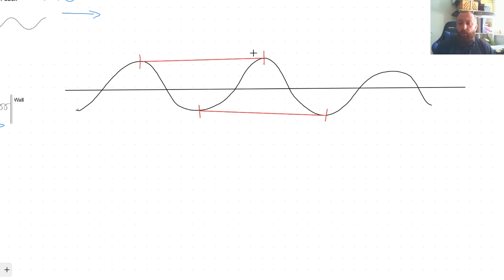Cool. So we've got our wavelength. And the symbol we use for wavelength, let's get rid of that, there we go, is the Greek symbol lambda. So that's our wavelength. Wavelength is measured in meters.